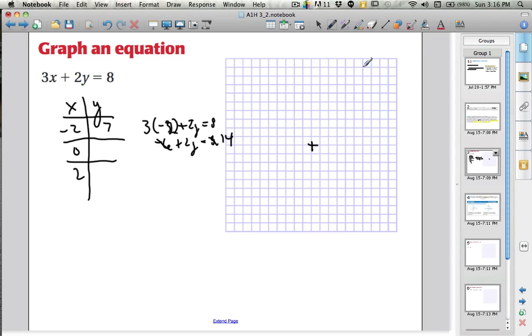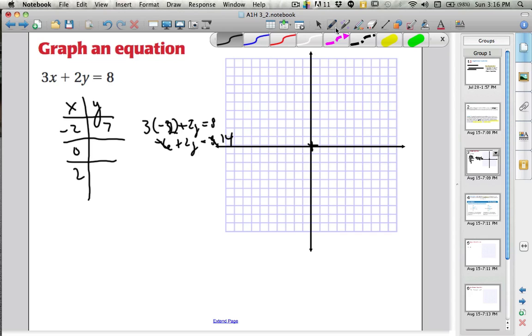So if we take a look at, actually let me go ahead and put some nice axes in here. Right, so if we look at that point, -2, 1, 2, 3, 4, 5, 6, 7. There's my first point. When I plug in 0, 3 times 0 is 0. So 2y is equal to 8, therefore y is equal to 4. 1, 2, 3, 4.